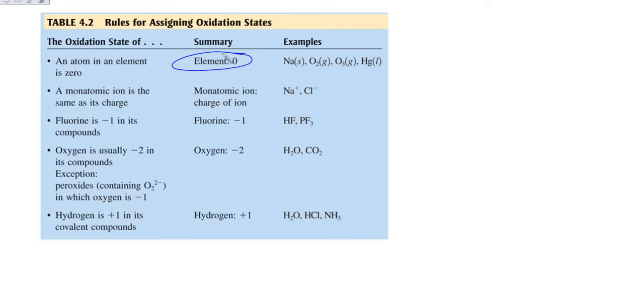Because technically, if I have solid sodium, that's just sodium atoms. If they're not in a bond with anything, they're not transferring electrons. So any pure metal would always have an oxidation number of 0. Any noble gas would have an oxidation number of 0. It's not in a bond. If we have diatomics, we're also going to list them as 0, as long as they're in their elemental form.